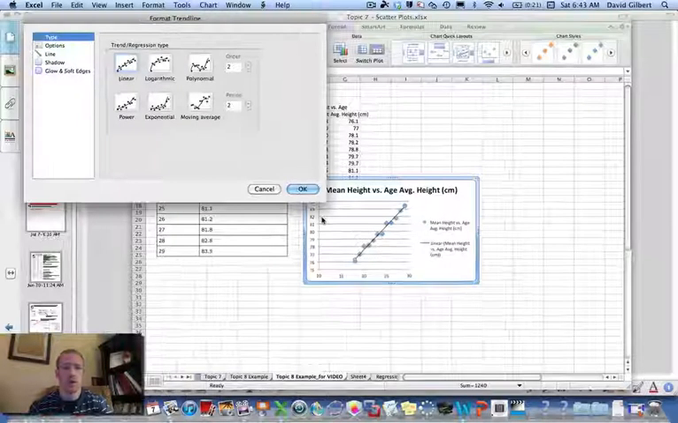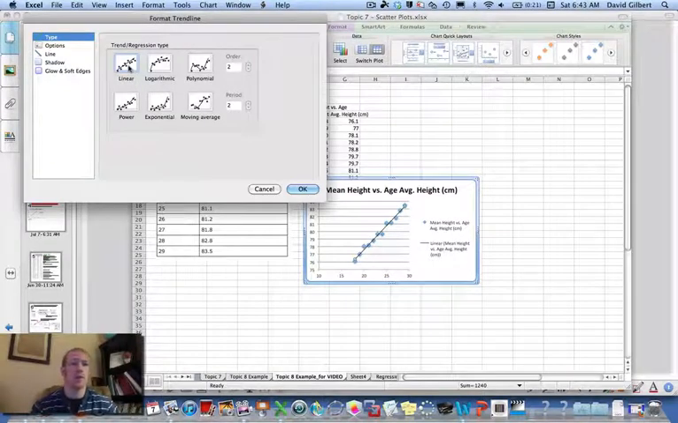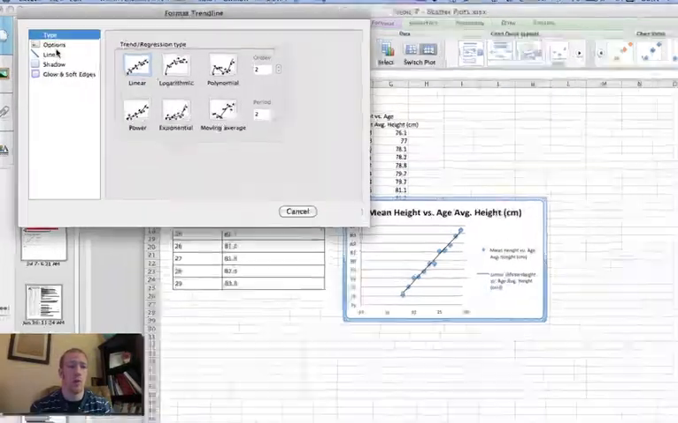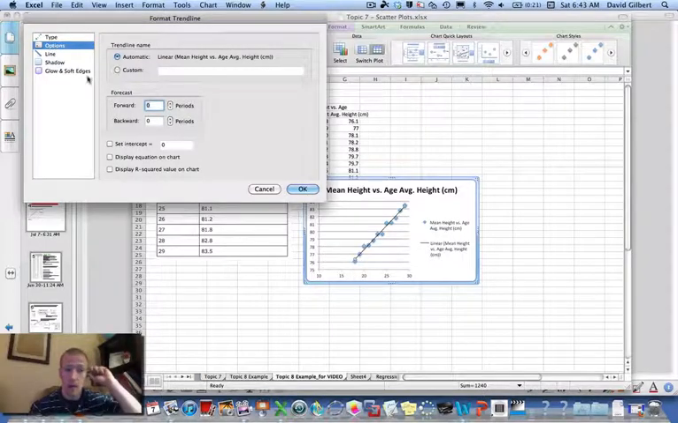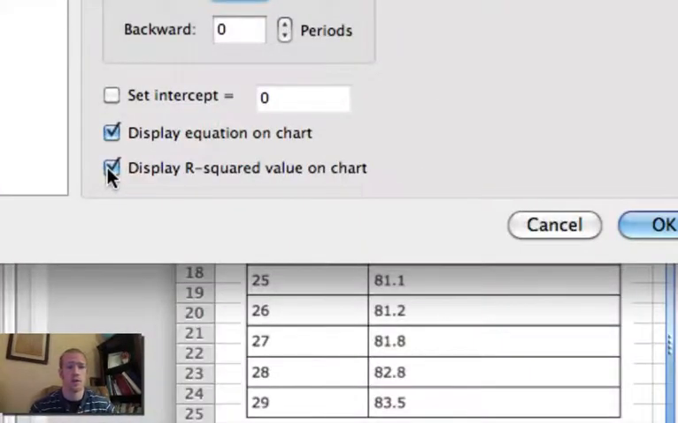Okay, so when it does that, this box pops up, and there's all different types of data. So not everything is linear, but we're dealing with linear. It strongly suggests a linear relationship. So we're going to go with linear, and then we're going to go with options. Okay, so we want options. And what you're going to do is you want to display equation on chart and display the R squared value. So make sure both of these are clicked.